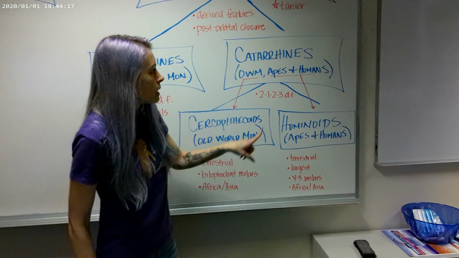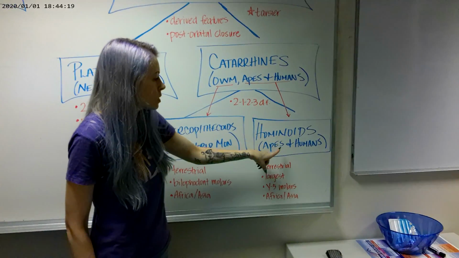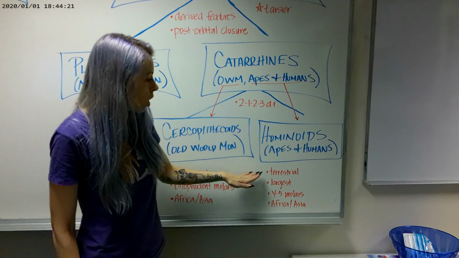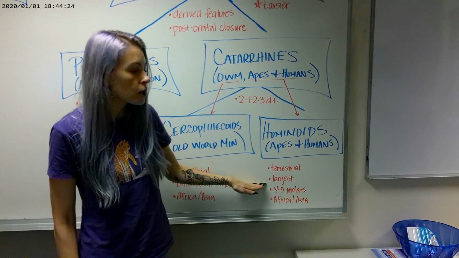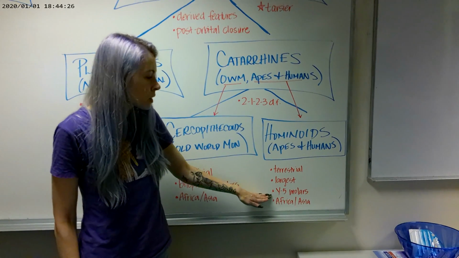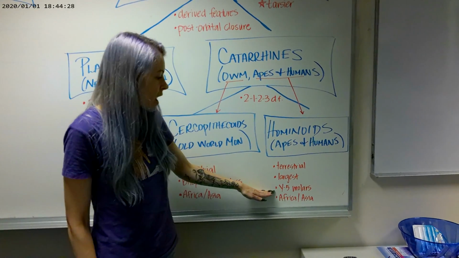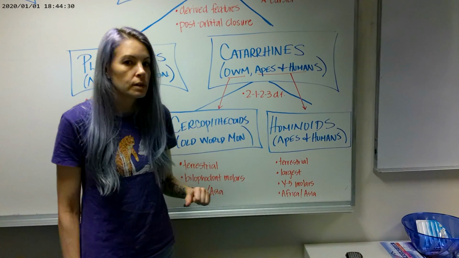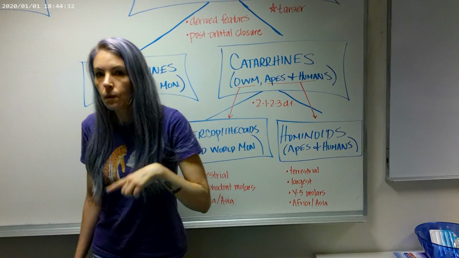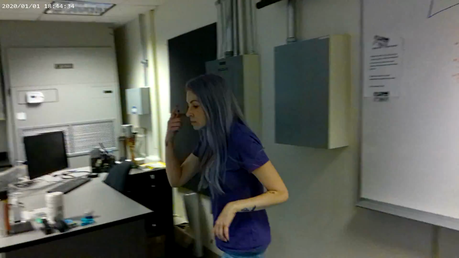That leaves the apes and humans, which are hominoids, also terrestrial. We are the largest in our body and brain size. We have a Y5 molar with 5 cusps, and we're also found in Africa and Asia. Let's go ahead and take a look at some of these skulls in person.